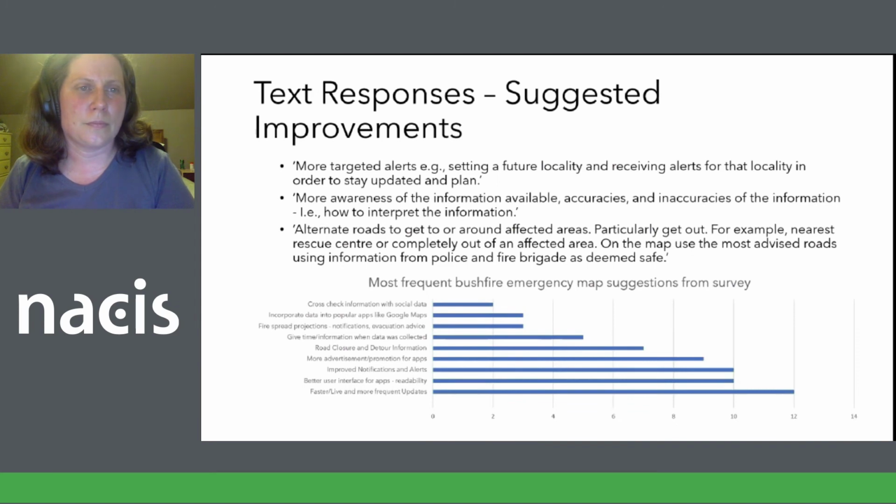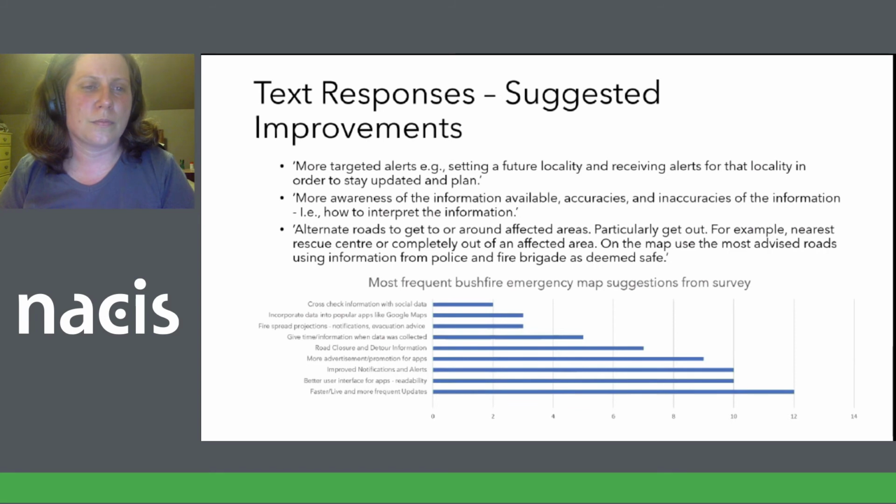Finally, here are some of the more frequent suggestions for improving these applications. For example, asking for more targeted alerts for a location they are planning to visit, or more information on where the data is sourced, or providing users with alternate roads to get out of or around affected areas. And as you can see, road closures and detour information was suggested a number of times.